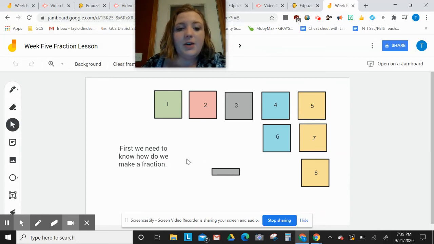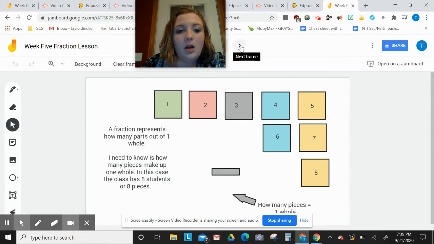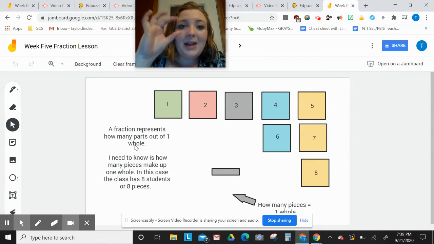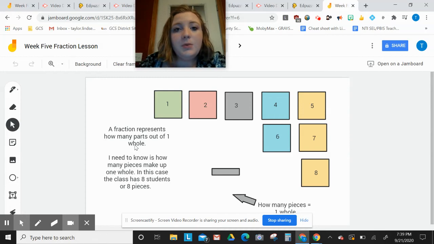Now, the first thing we need to know is how do we make a fraction? What parts, what numbers do we need to know in order to create this fraction that represents our yellow? A fraction represents how many parts out of one whole. So when we have a fraction, that's always going to tell us some pieces out of a whole, and we're always going to have to have that whole to refer back to. So our one class of students was our whole.